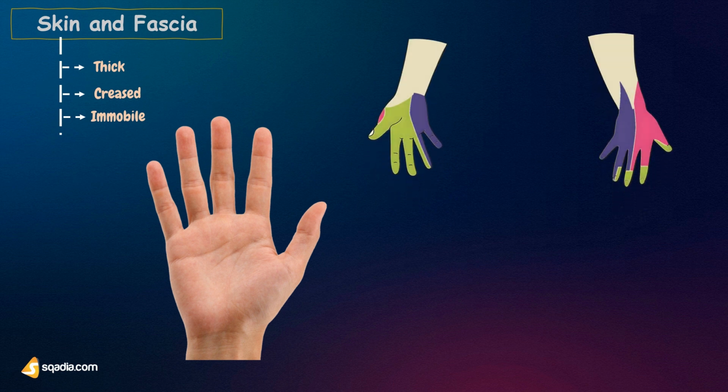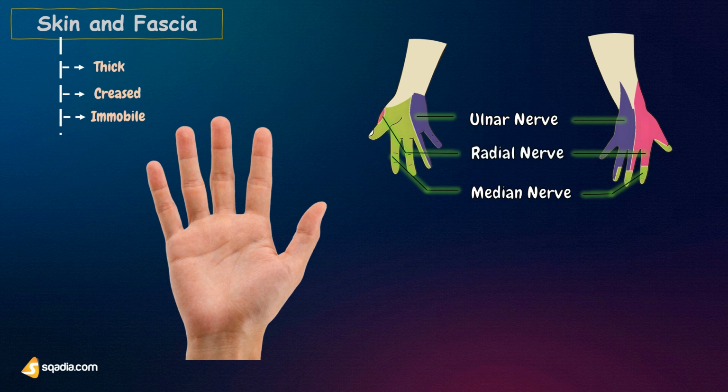The skin is supplied by spinal nerves C6 to C8 through the median and ulnar nerves. Radial nerve supply is also present in the hand, as the nerve is responsible for motor innervation of extrinsic muscles of the hand. If we talk about the fascia, we have the superficial and the deep fascia.